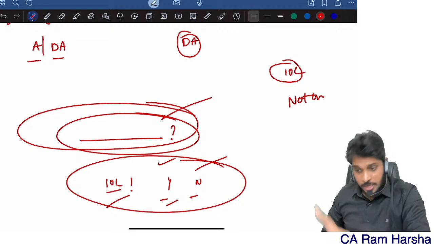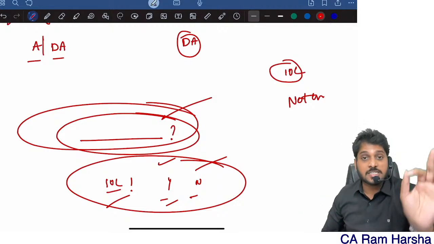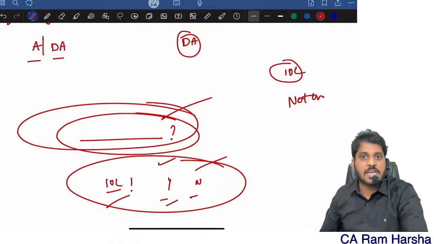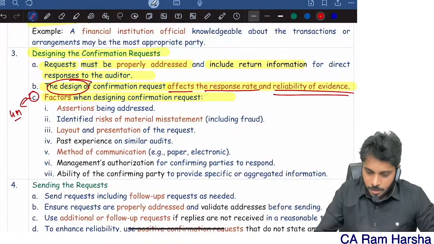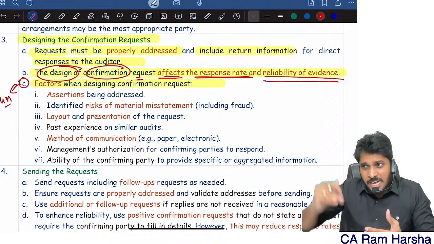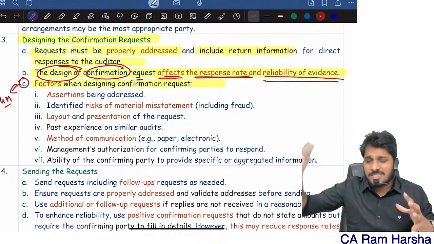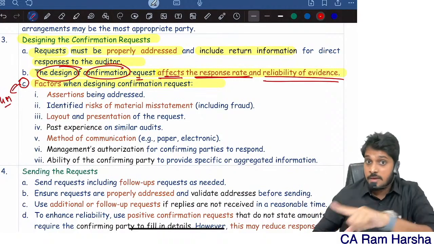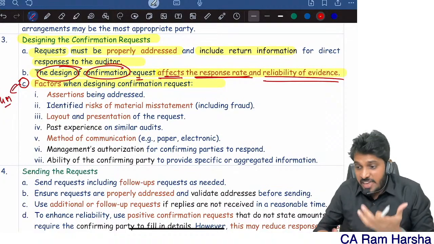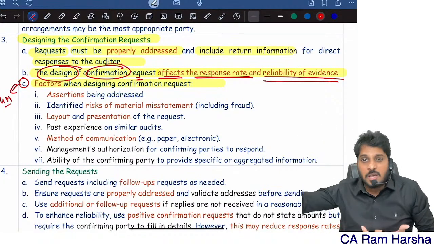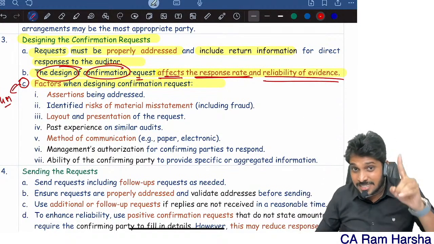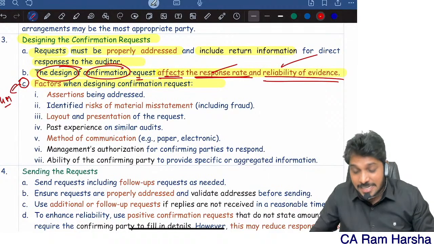When NCR will be used, that point we have. There is a specific question asked in past examinations: under what circumstances can a negative confirmation request be used? That specifically we will discuss. So look, the design of the request affects the response rate. If responding is made very easy, the third party has to simply reply yes or no, they will respond very fast. If the third party has to take some pressure, open their books of accounts and fill the amount, they may not respond. So the design of the request affects response rate and reliability.